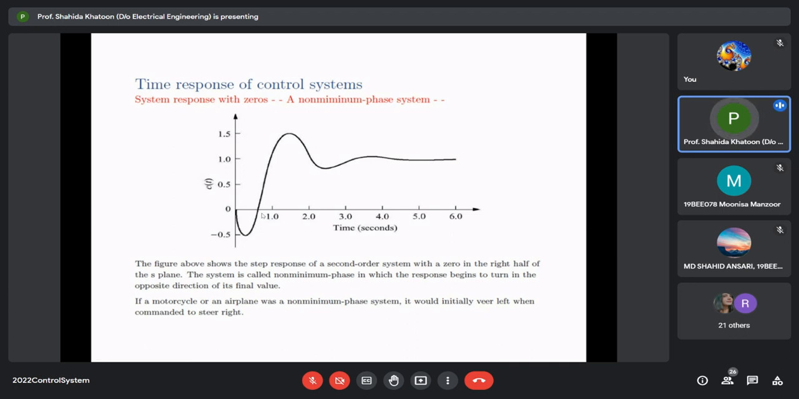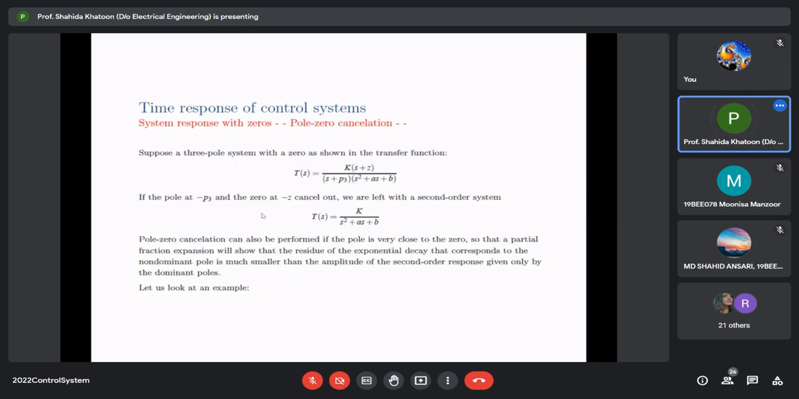If a motorcycle or an aeroplane was a non-minimum phase system, it would initially veer left when commanded to steer right. So it will give a negative response initially, then it will increase its initial negativity, and then it becomes positive and gives the desired solution. Such types of systems are called non-minimum phase systems.